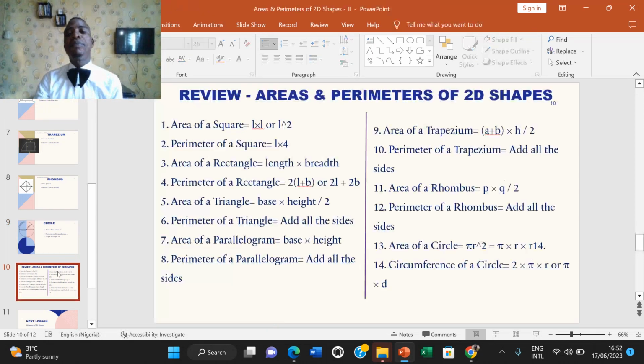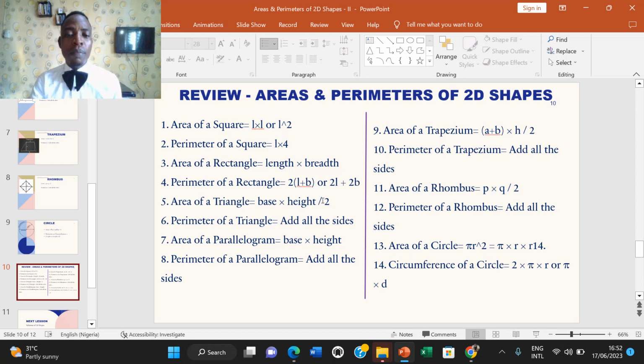So to recap, we have all of the areas and perimeters of 2D shapes here. Just 7 of them. I have shared on squares, rectangles, triangles, parallelograms, trapezium, rhombus, and circle. So the area of a square is length squared, and the perimeter is length times 4. The area of a rectangle is length times breadth. The perimeter is 2 bracket length plus breadth, or 2 length plus 2 breadth.